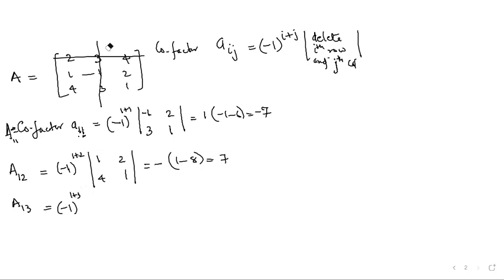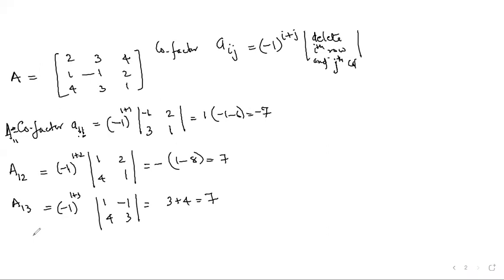Now delete the first row and third column. So you will be having 1, minus 1, 4, 3. This is an even power, so positive. So 3 plus 4, 7. I hope you understood how to calculate. Anybody still not followed? Yes.